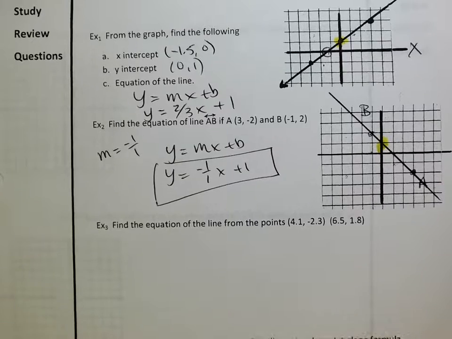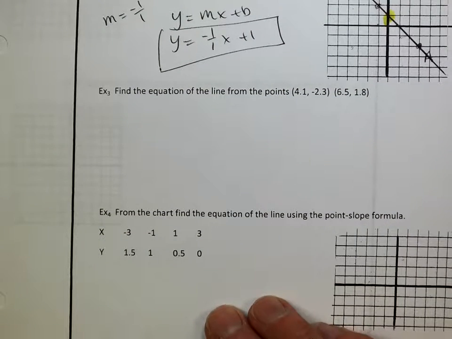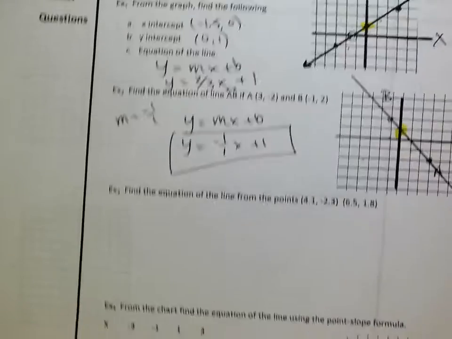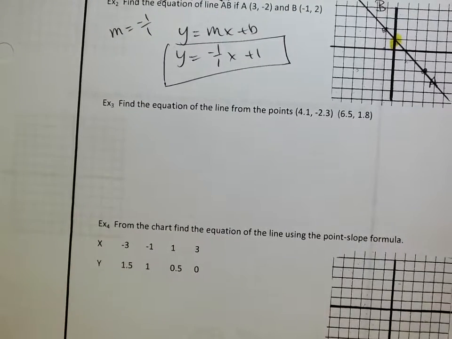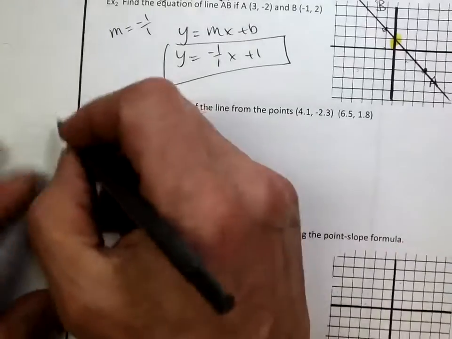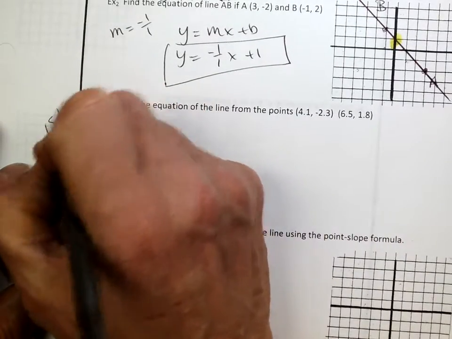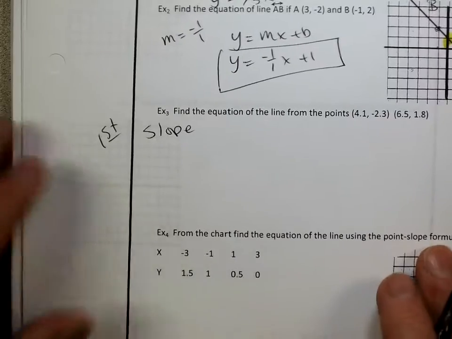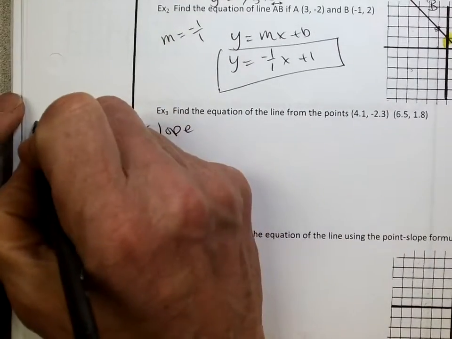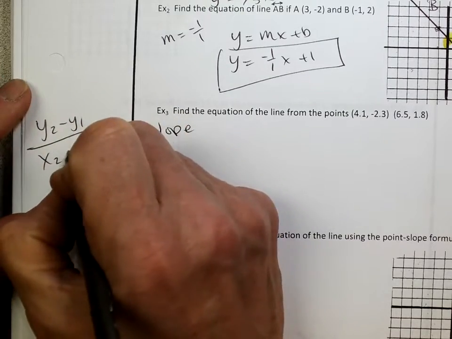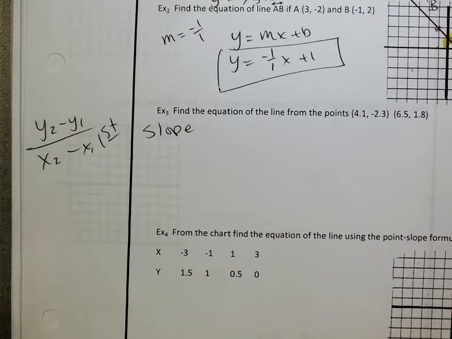Now example 3. Bummer. Can't graph it. It'd be so nice if we could just graph it and get the line from the graph. But this one is not going to be a nice graph. So we're actually going to have to use some formulas. So first of all, let's find the slope first. Well, the slope formula, that's y2 minus y1 over x2 minus x1, right? We learned that in algebra.